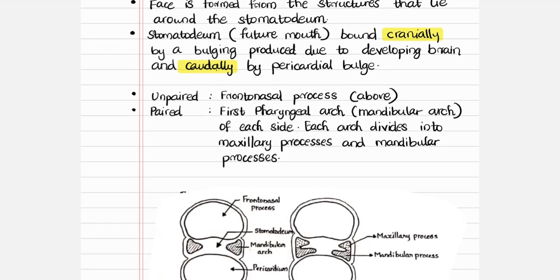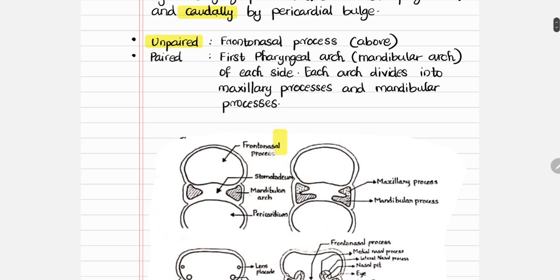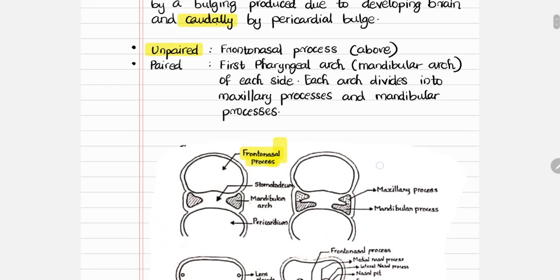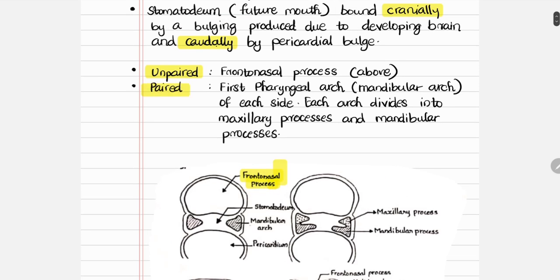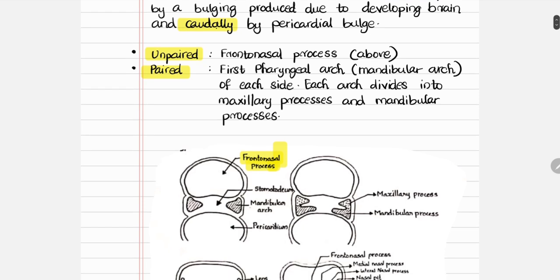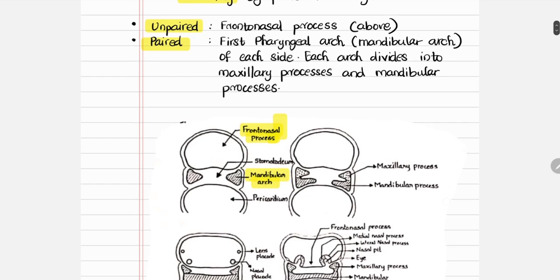Then we have to write about the unpaired process, that is the frontonasal process, which is above. Here in this diagram we can see the frontonasal process. And we have to write about the paired process, that is the first pharyngeal arch, also called the mandibular arch, which is present on each side. Here we can see the mandibular arch. Then each arch divides into maxillary process and mandibular process. We can see this in the second diagram.